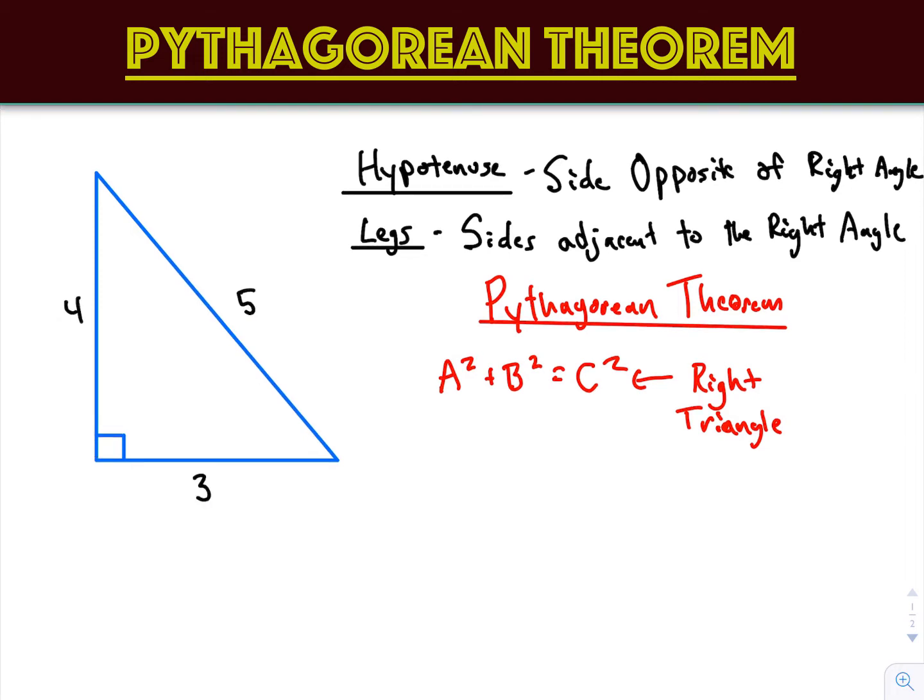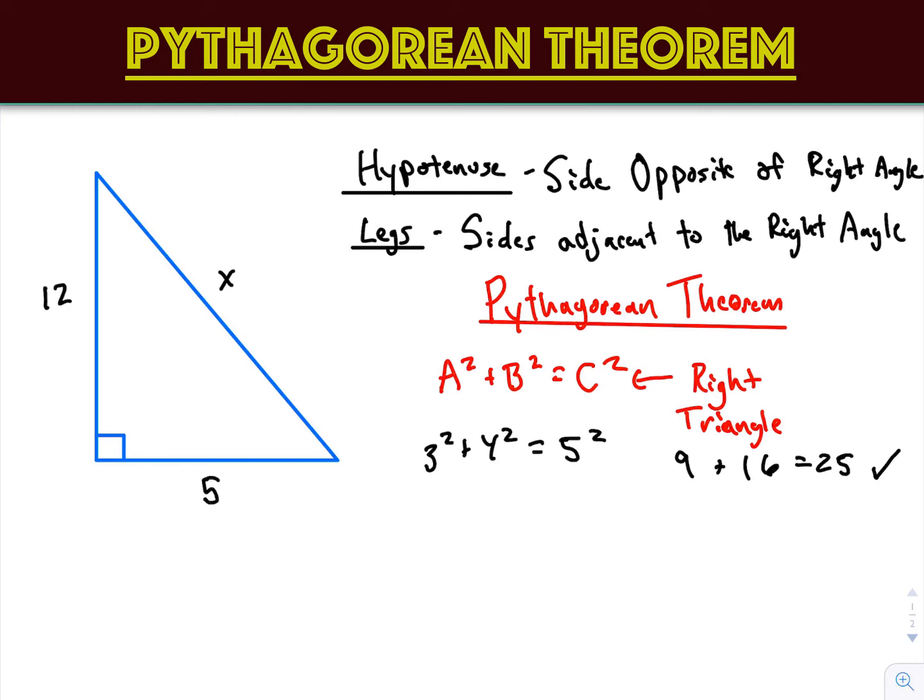In this case, in place of A and B, we have 3 and 4, and in place of C, we have 5. So for example, we have 3 squared plus 4 squared equals 5 squared. 3 squared is 9, 4 squared is 16, and 5 squared is 25. This is true, so therefore we have a right triangle. This is an example of the Pythagorean theorem in work.